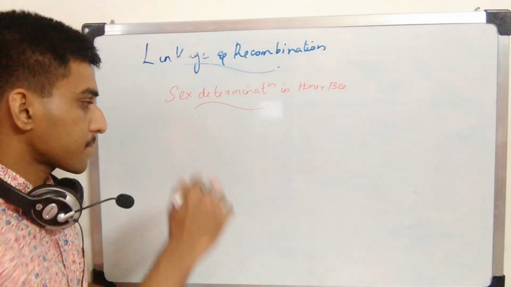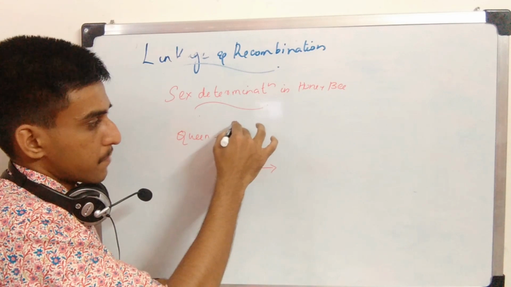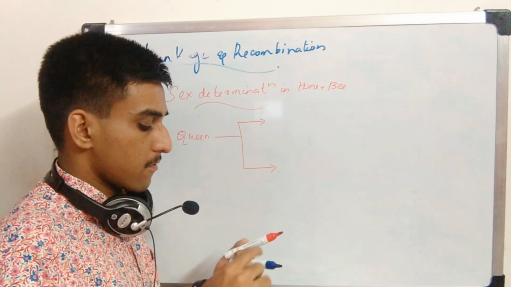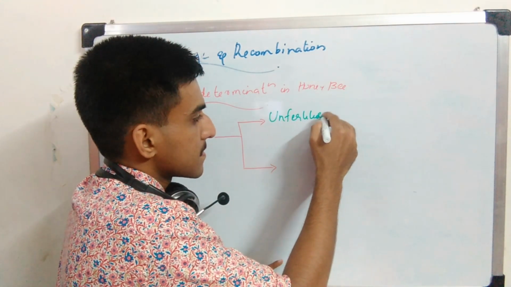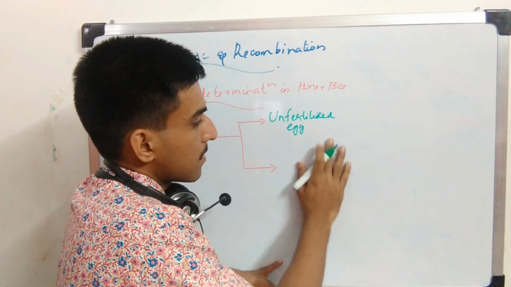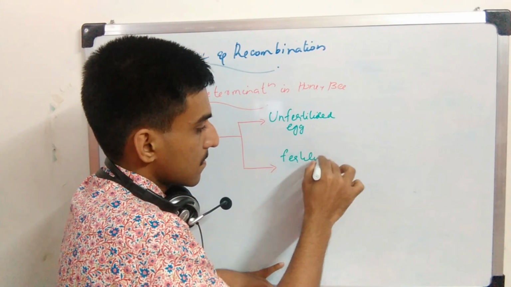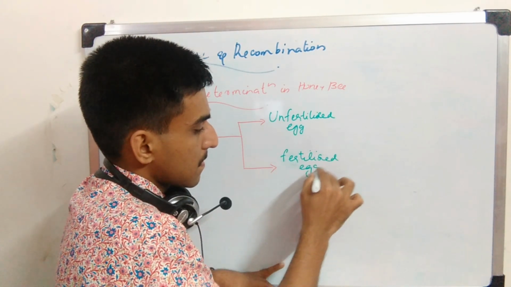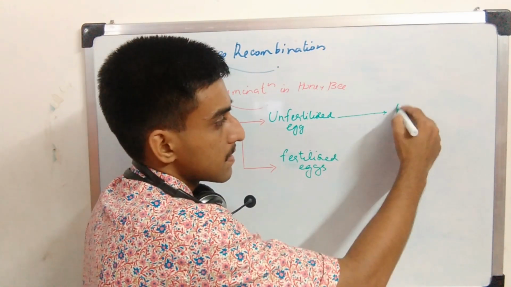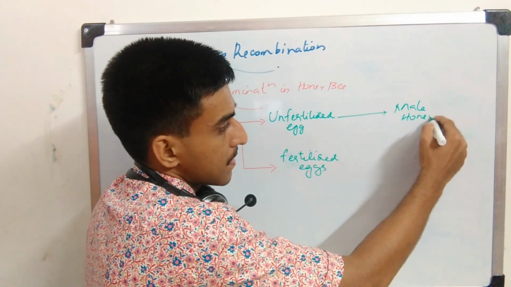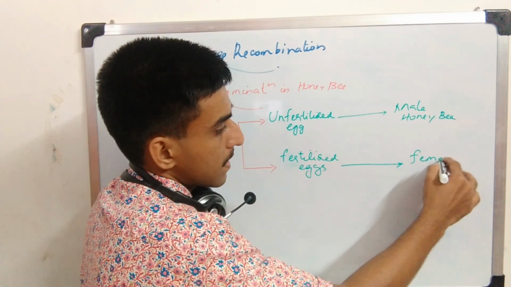How? A queen can produce two types of offspring. What are the two types? The first is unfertilized eggs. The queen can produce unfertilized eggs, and it can also produce fertilized eggs. The unfertilized eggs undergo division and form the male honeybee. The fertilized eggs undergo division and form the female honeybee.